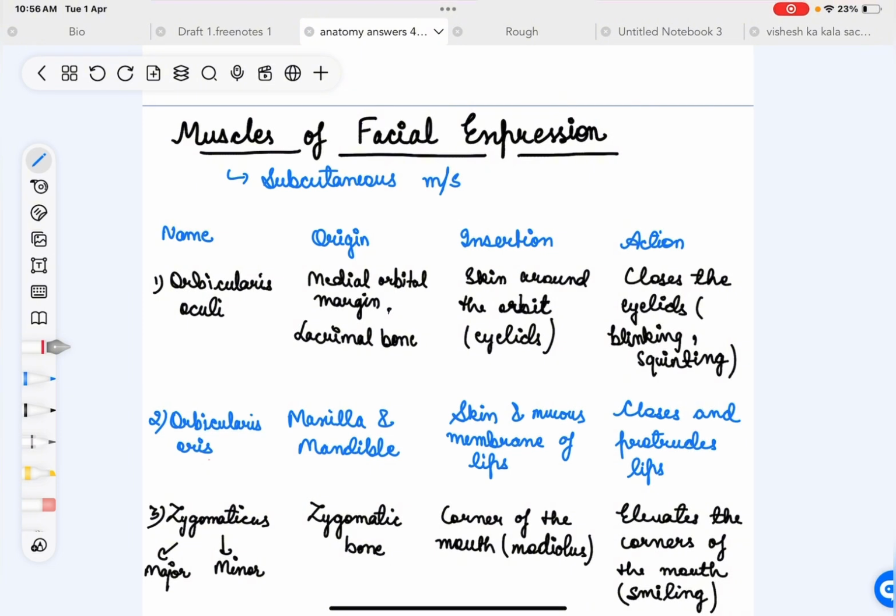These are the subcutaneous muscles, and the names are orbicularis oculi, orbicularis oris, and zygomaticus major and minor. The origin of orbicularis oculi is the medial orbital margin and lacrimal bone. The insertion is the skin around the orbits, particularly the eyelids, and the action is closing the eyelids, blinking and squinting movements. The blood supply of orbicularis oculi is by the facial artery and its palpebral branches plus the lacrimal artery, which is a branch of the ophthalmic artery.